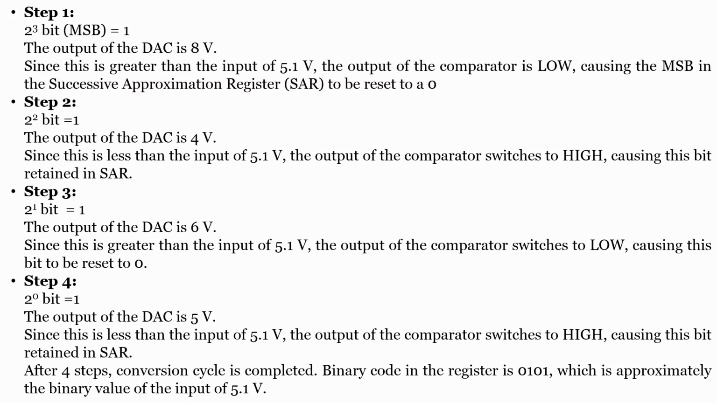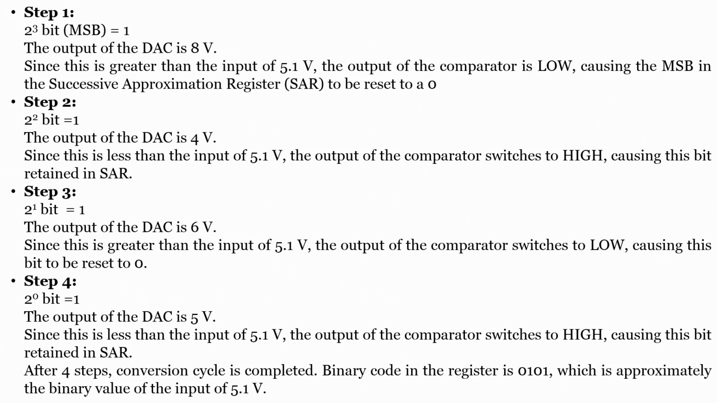So, just look at the slides in detail, and you can see very clearly. Let us take this example where, in step 1, you have 2 raised to 3 bit, which is your most significant bit, and the output of the DAC is 8 volts. Since this is greater than 5 volts, the output of the comparator is low, causing the MSB of the SAR, which is the successive approximation register, to reset to 0. Now, step 2 is 2 raised to 2, which is bit 1. So, the output of the DAC is 4 volts, which is less than 5.1 volts. In that case, the comparator switches to high, causing this bit to be retained in the SAR.